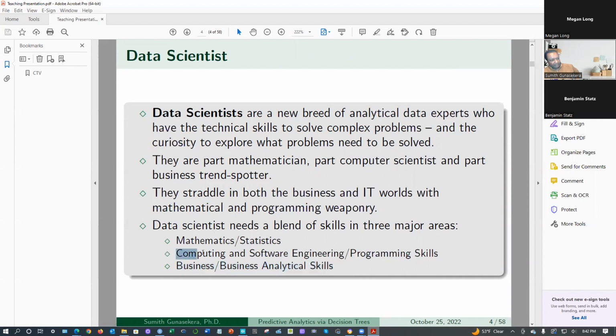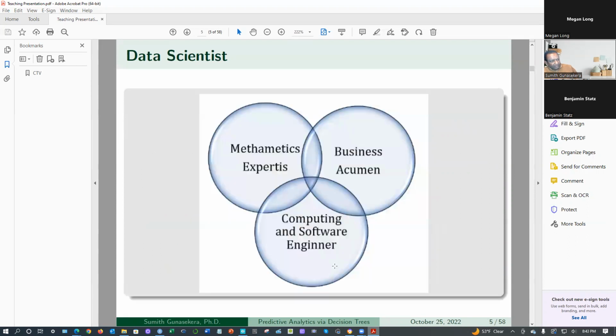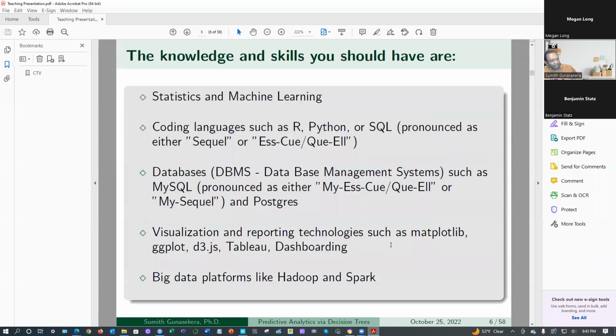Business analytical skill, computing and software engineering programming skill, mathematics and statistics. And then part business trends. So the straddle between the business and IT world is between those two. Because some people think we don't need either of those parts. No, you need this one. We are using data science mainly in that business. Now they call it business analytics as well. I think I made a mistake here. Engineering, double E. Like that. Mathematics, business, second one.